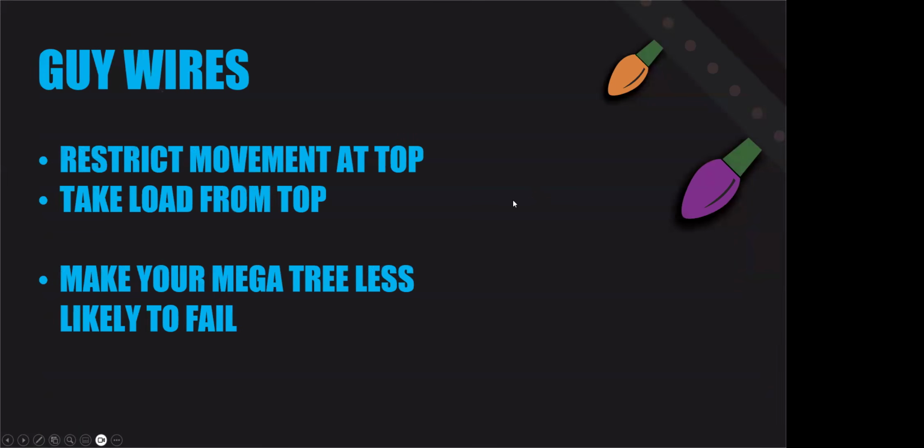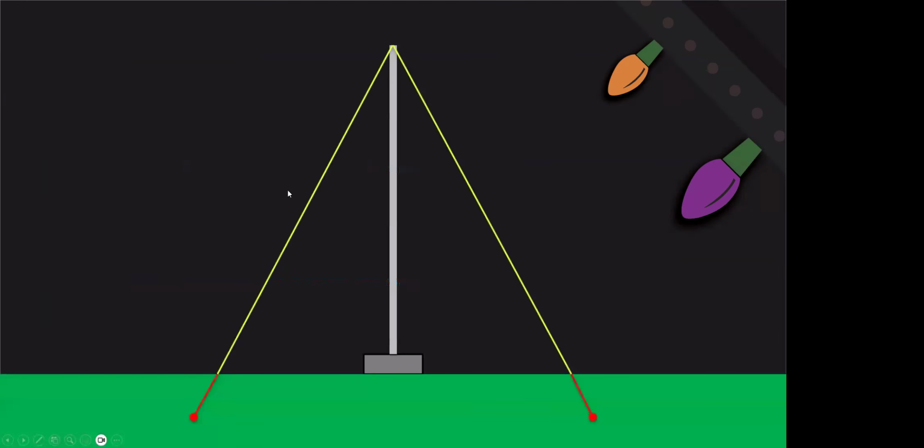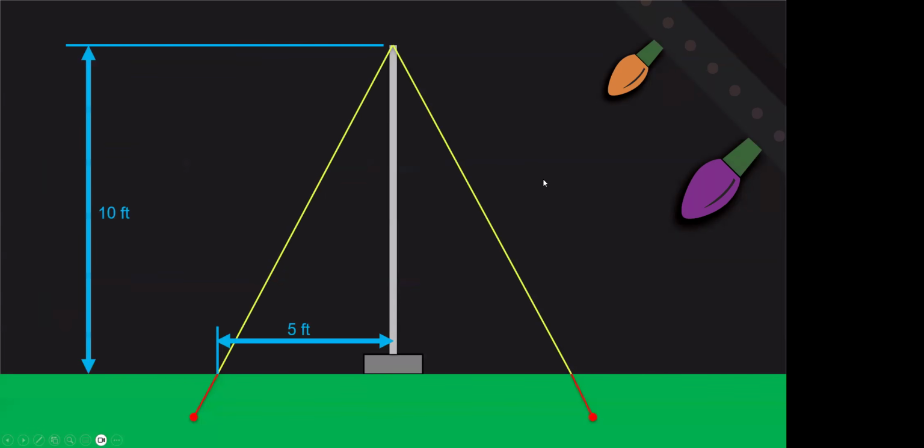So I've talked a lot about guy wires. I really think they are important for this. If you could not tell, they restrict the movement at the top of your tree. They take the load off the top because instead of it trying to bend the pole, it goes through the guy wire and it makes your tree less likely to fail. Going to talk about a little bit of the loads that would go into there. Walter Monkhouse goes into a little bit of calculating the load, so I'm not going to go into that here.